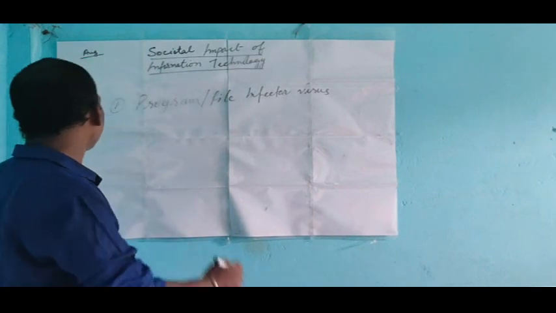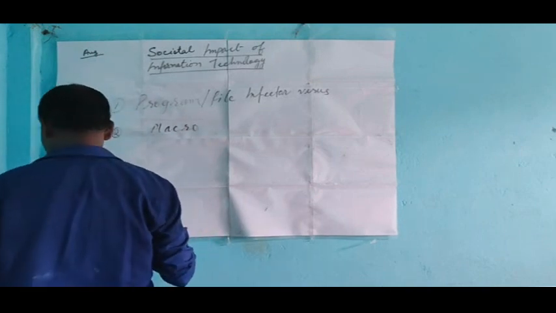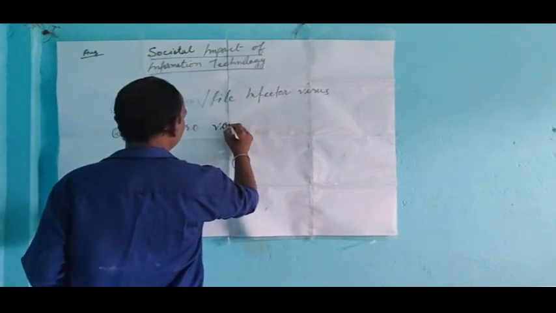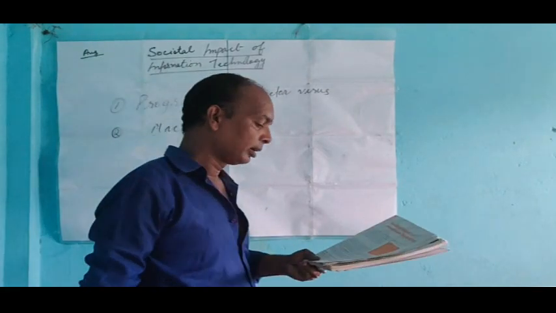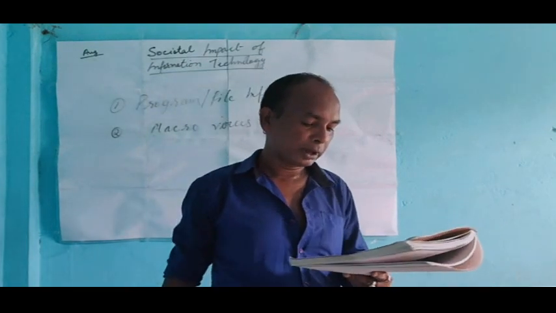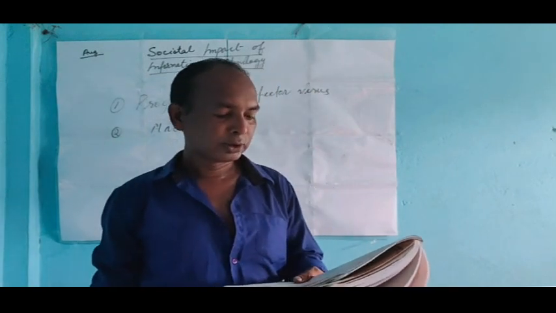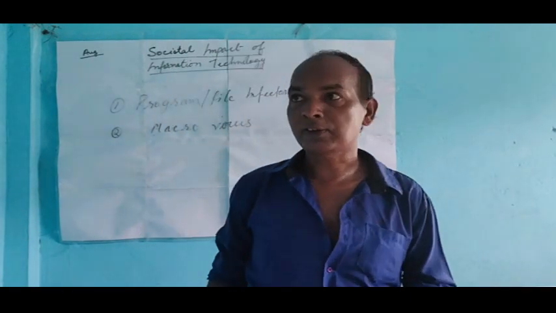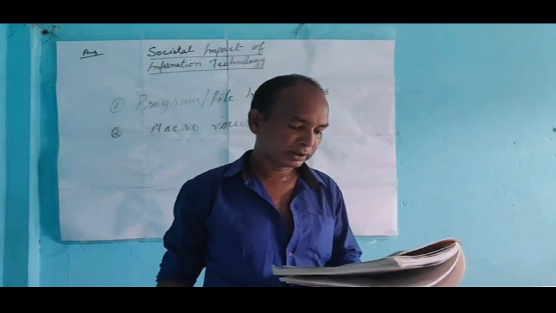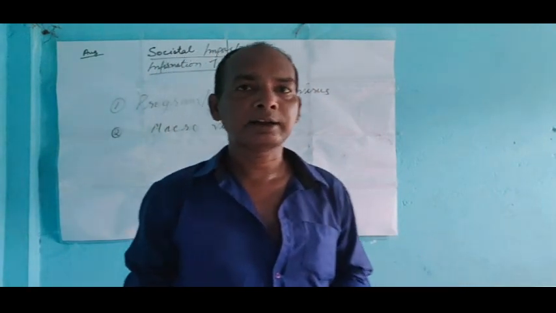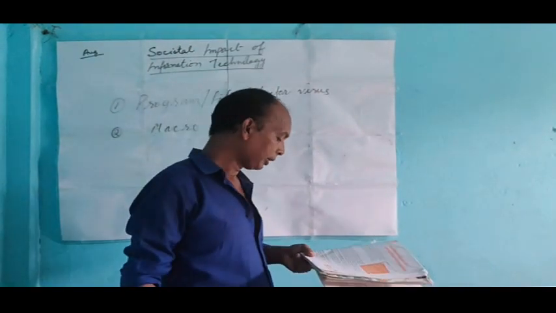The second one is the macro virus. A macro is a set of commands written by the user to be executed later. That means a macro virus uses the macro language for its program. So this type of virus affects your Word files, Excel files, which can be infected by the macro virus.